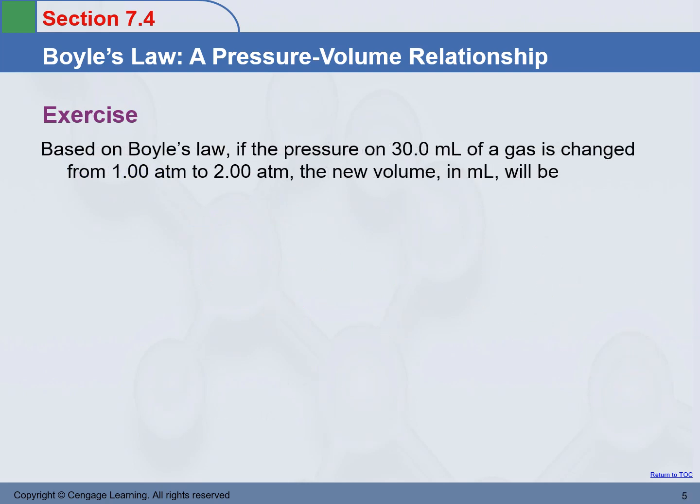Based on Boyle's law, if the pressure on 30 milliliter of gas is changed from 1 to 2, pressure doubled, what will the new volume in milliliter be? When pressure doubles, what happens to the volume according to Boyle's law? Pause the video, answer the question, and come back to check the answer again.